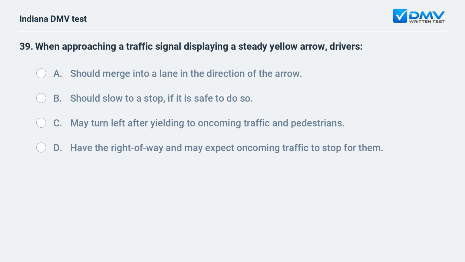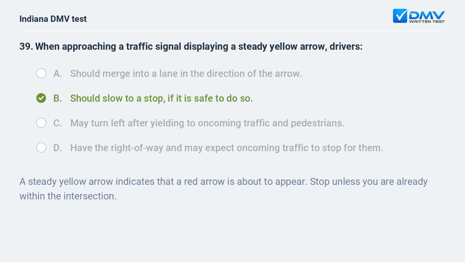When approaching a traffic signal displaying a steady yellow arrow, drivers A. Should merge into a lane in the direction of the arrow. B. Should slow to a stop, if it is safe to do so. C. May turn left after yielding to oncoming traffic and pedestrians. D. Have the right of way and may expect oncoming traffic to stop for them.